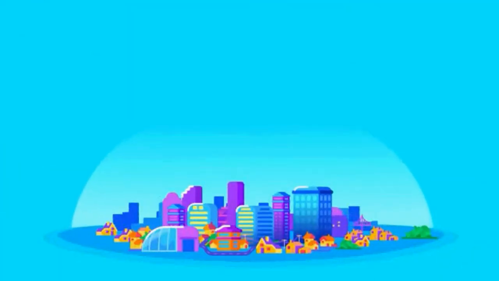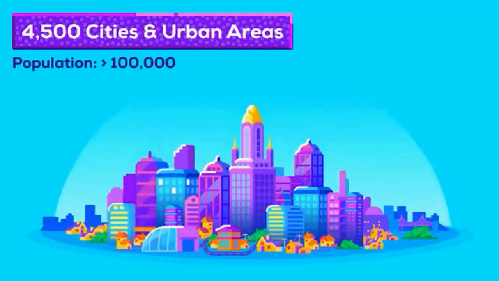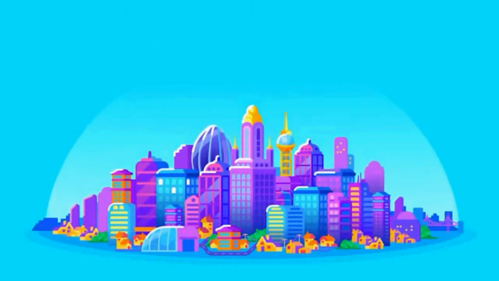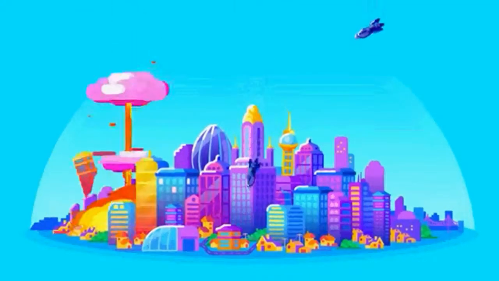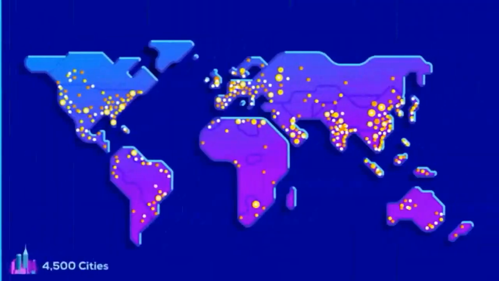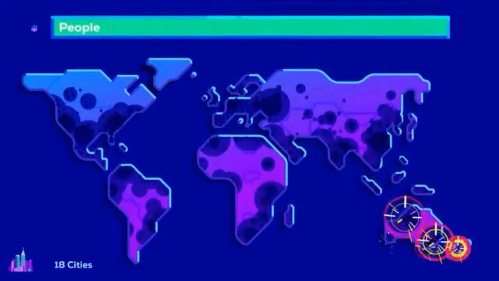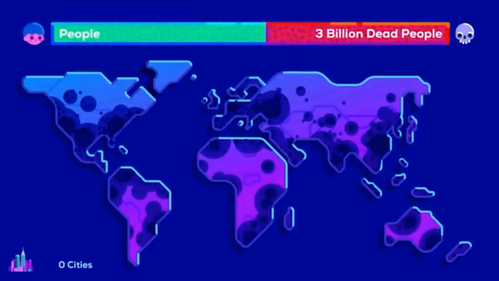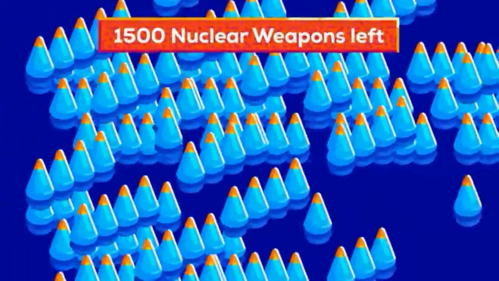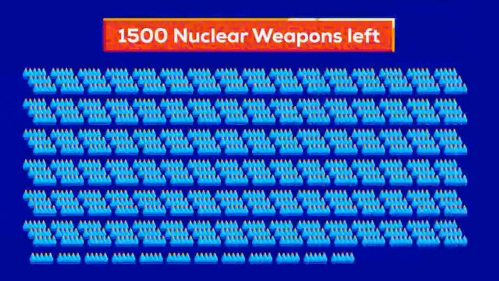On Earth, there are about 4,500 cities or urban areas with at least 100,000 inhabitants. Some are bigger than others, so we'll assume that on average we need 3 nuclear bombs to completely wipe out one city. This means we could destroy every single city on planet Earth with our nuclear arsenal, killing more than 3 billion people, roughly half of humanity, in an instant. And we'd still have 1,500 nuclear weapons left. Now that's what an expert would call overkill.